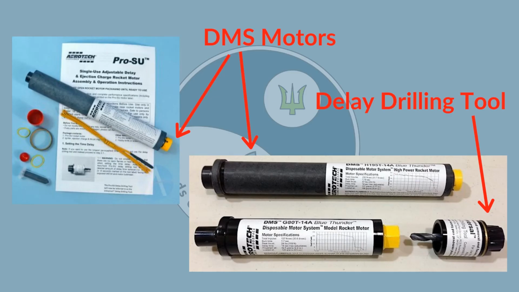Alternately, if you don't want to use an RMS motor and don't want to commit to buying hardware and the motor reload, the Level 1 motor I'm most familiar with is the DMS H100. So DMS is disposable motor system. And now these are really simple: you open up your packaging, set your delay, stick it in your rocket, you're good to go. You don't need to build anything. You don't need to reload anything.